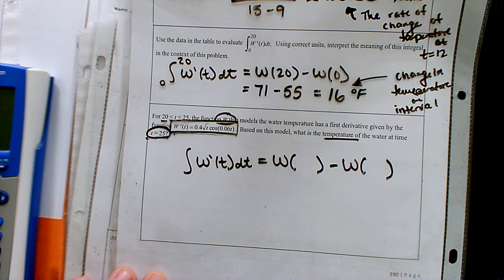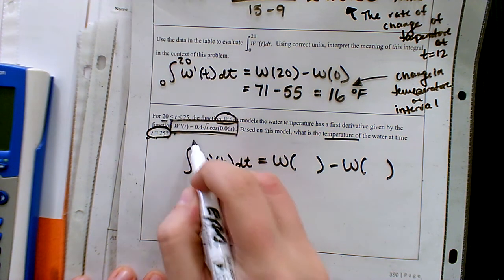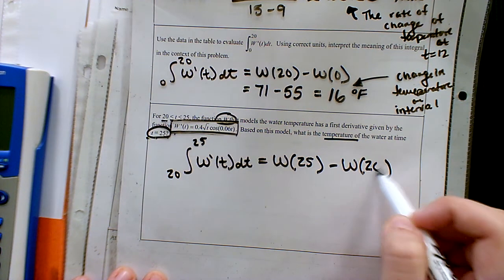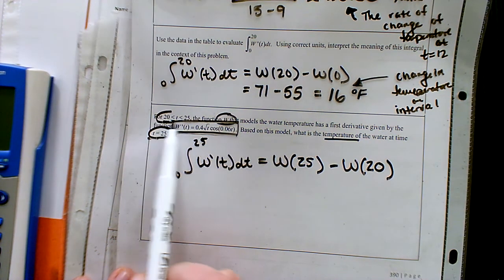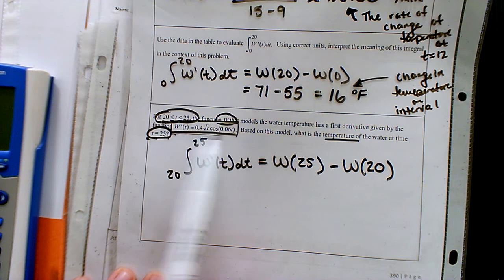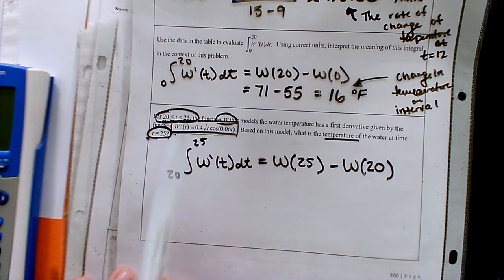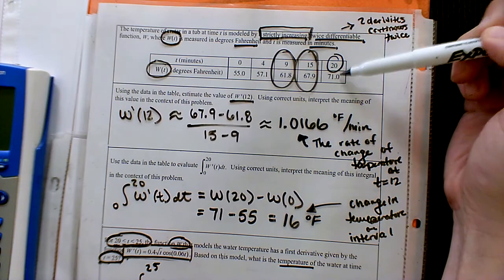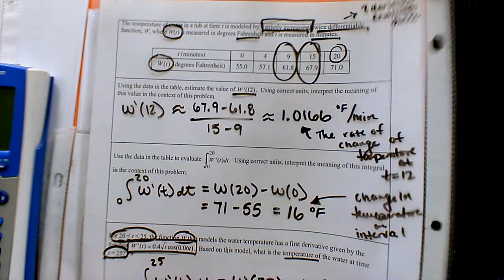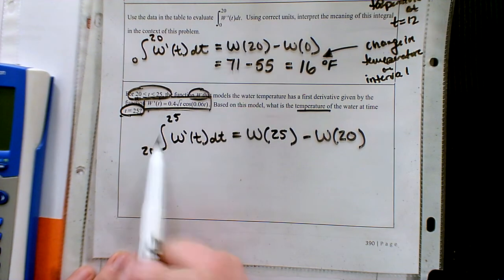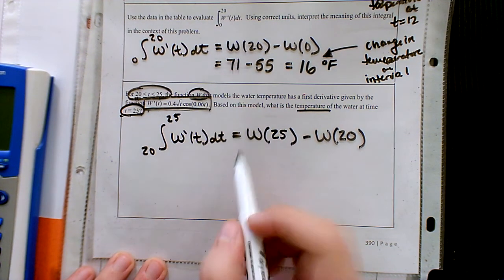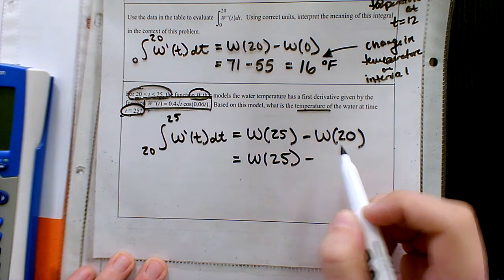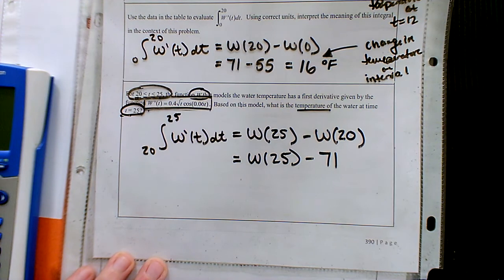25's got to be part of it. W25 minus W20. Why 20? Because it's on the interval, and notice how they tell us that this derivative function is applicable on the interval from 20 to 25. Now, 20 is also a good strategic point to use because that's the last point we have available to us in the table. So the integral of this function is equal to W25, which is what we're trying to find, minus W of 20, which we know from the table is 71.